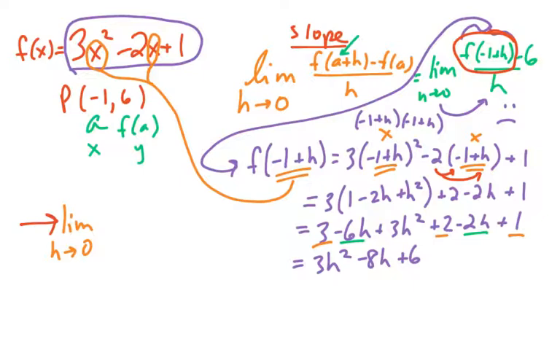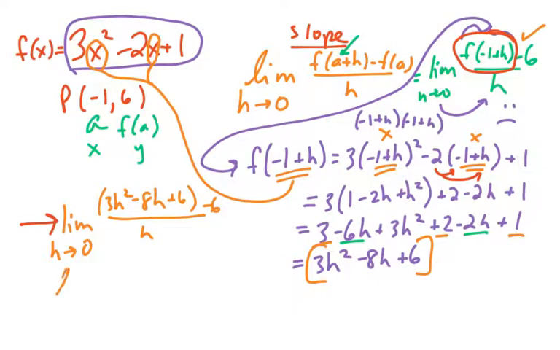Limit as h goes to 0 of, well, now I'm going to plug this whole thing in for f of negative 1 plus h. That's 3h squared minus 8h plus 6. Okay, and the rest of that numerator is minus 6 from up here on the top right. Whole thing divided by h. Still can't plug in that limit, right?